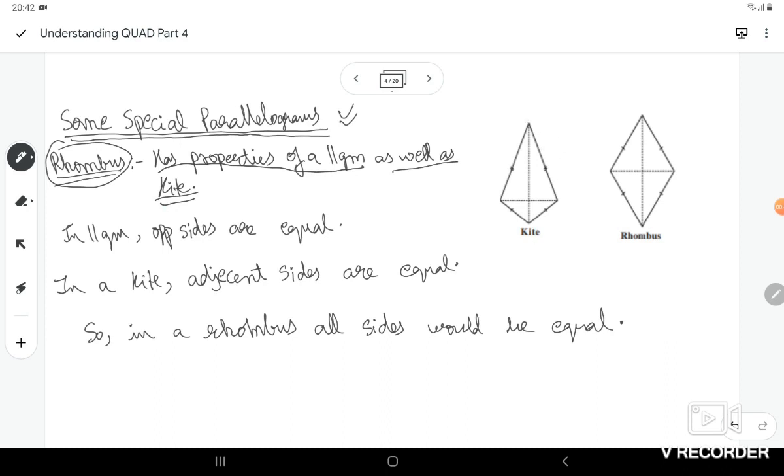We will see how a kite behaves. In a parallelogram, opposite sides are equal. In a kite, adjacent sides are equal. So a rhombus has properties of both parallelogram and kite. So in a rhombus, all the sides are equal.